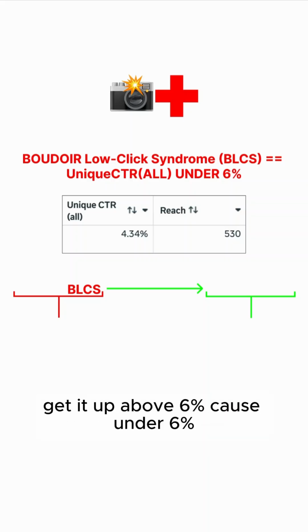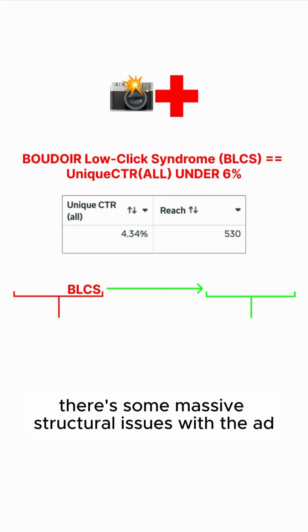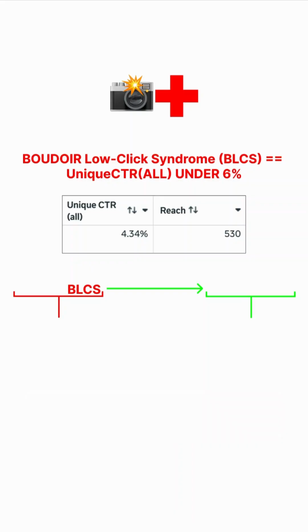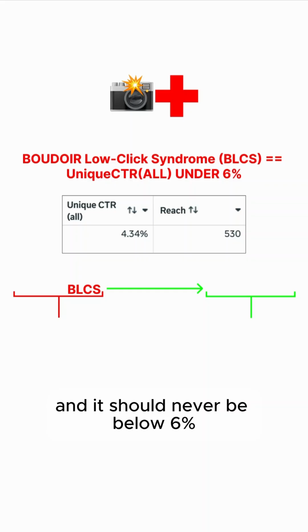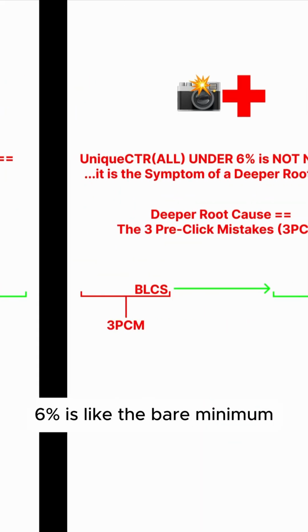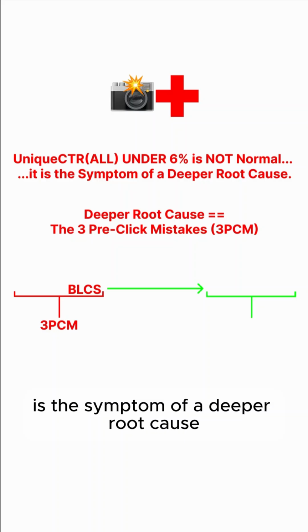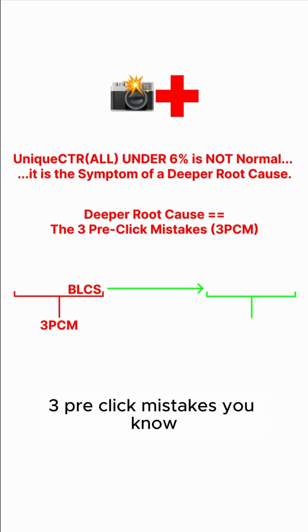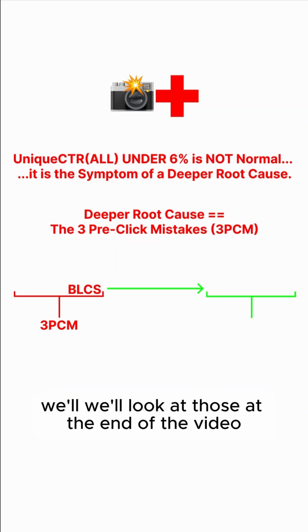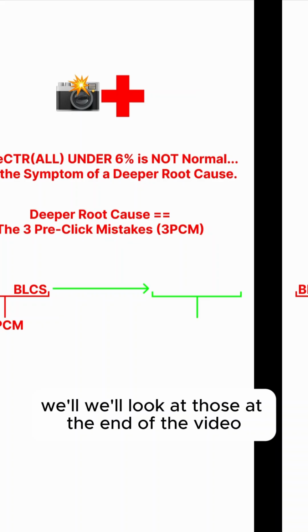Obviously, get it up above 6%, because under 6%, there are some massive structural issues with the ad. It should never be below 6%. 6% is like the bare minimum. So unique CTR all under 6% is not normal, it is the symptom of a deeper root cause. And the deeper root cause is the three pre-click mistakes. We'll look at those at the end of the video.